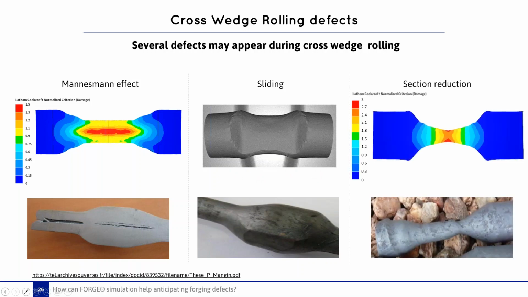In simulation 3, the cross-wedge rolling tool parameters lead to the section reduction defect. Here, the diameter of the rolled section has been reduced from 22 mm to 11.5 mm. And we can check that in the center, we have a very important Latham-Cockcroft value of 3, which may lead to a breakage of the part.